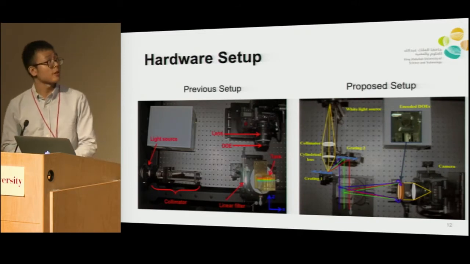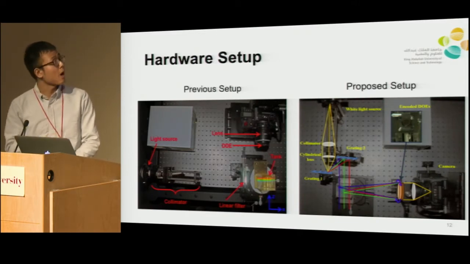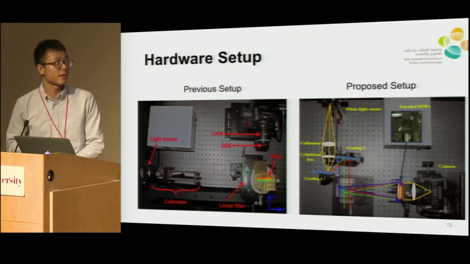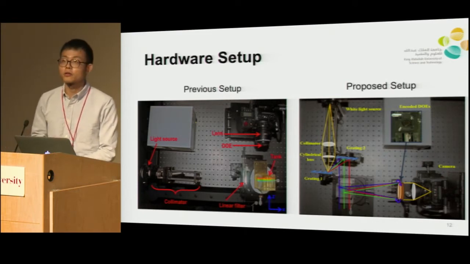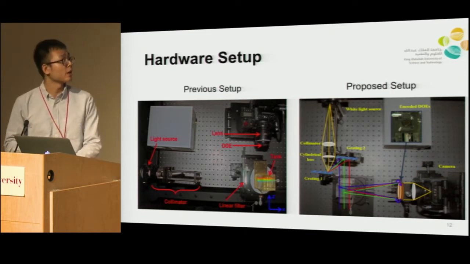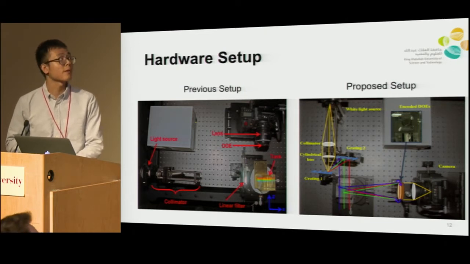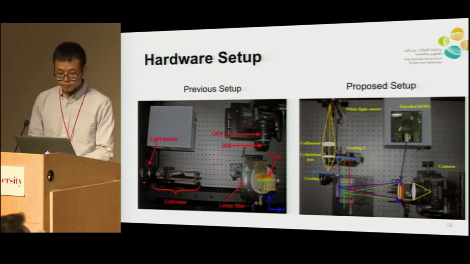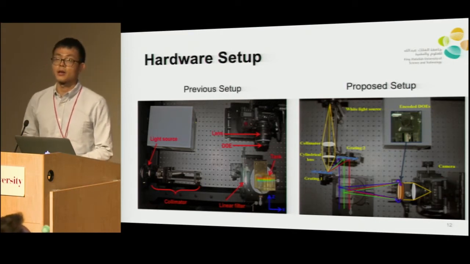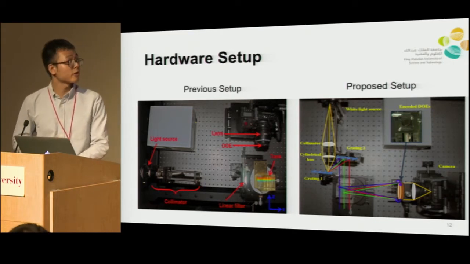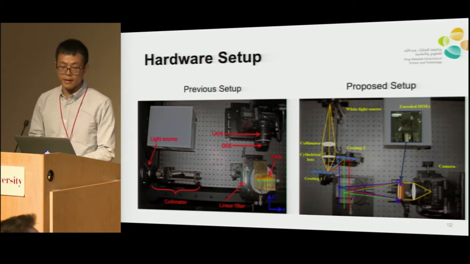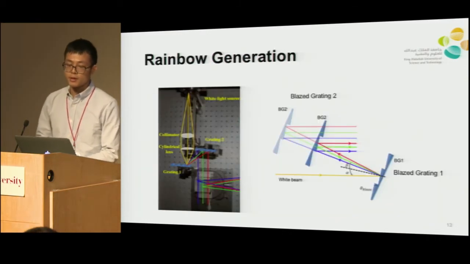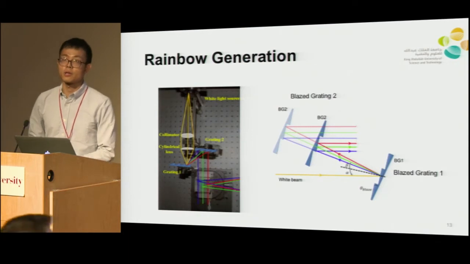These two pictures show our previous setup and the proposed setup. As I introduced before, we use a linear variable filter to generate the parallel rainbows, while this filter will consume a considerable amount of light energy. Instead, in the current approach, we replace this filter with two blazed gratings. This image shows how it works.